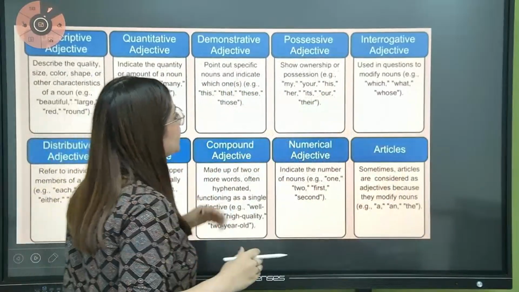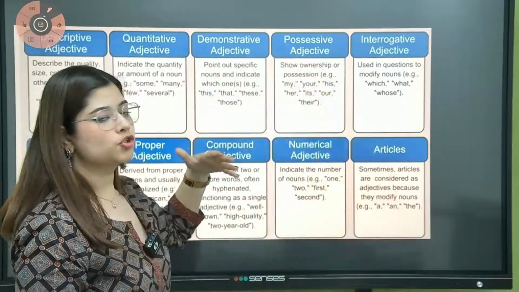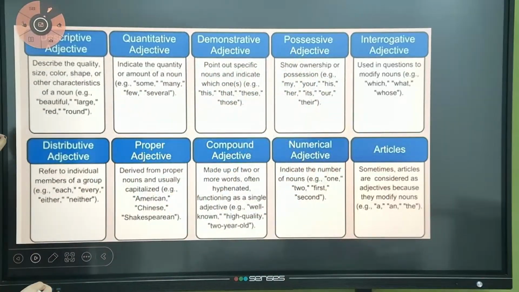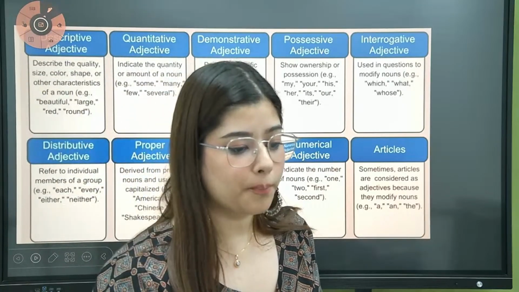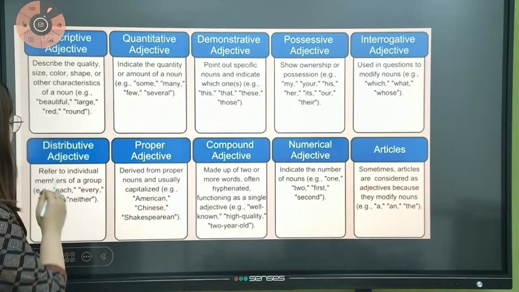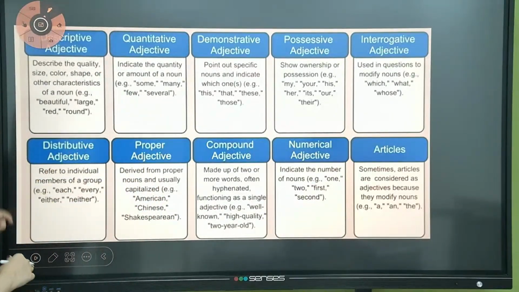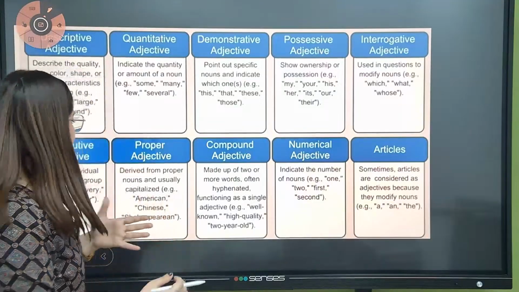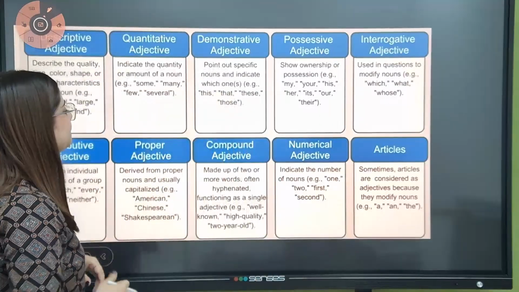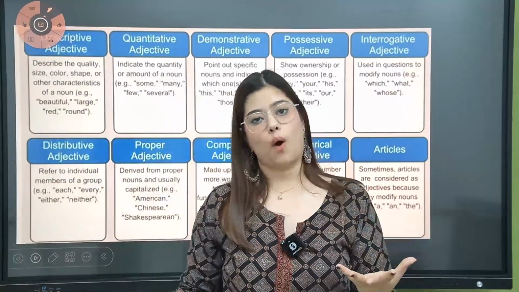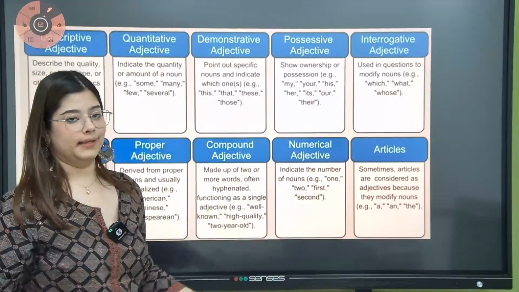Next, we have interrogative adjectives. They are used for asking questions, right? What, which, whose, etc. Then we have distributive adjectives. They refer to individual members of a particular group. They refer to the individual members: each, every, either, neither, etc. Then we have proper adjectives that derive from proper nouns. For example, American, Chinese, indicating citizenship. Next, compound adjectives, they are made up of more than one word and they are often hyphenated. So, well-known, high-quality, etc.